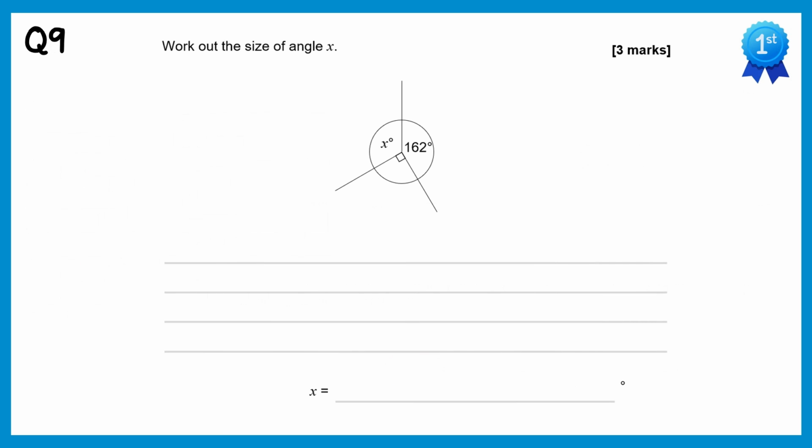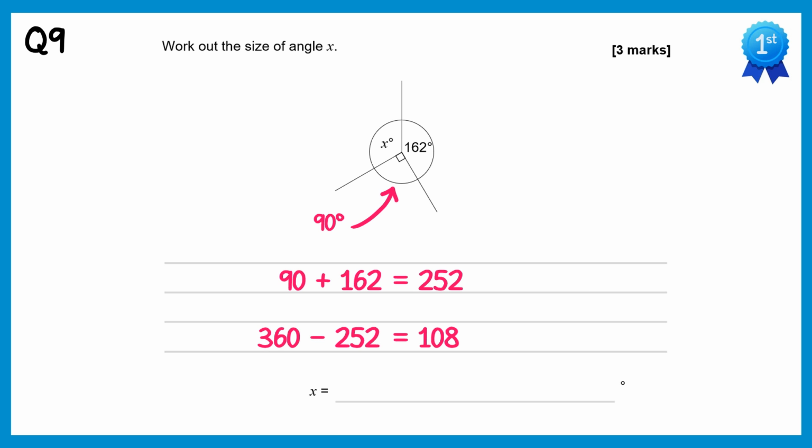In this question, the first thing we need to notice is that we have a right angle here, so that's 90 degrees. You should know that the angles around a point all add up to 360 degrees. So we know 2 of the angles, that's 162 and 90, we just need to find the remaining one. So if we add 162 and 90, we get 252, and we can take this away from 360 to get x. So 360 take away 252 gives you 108. So x is 108 degrees.